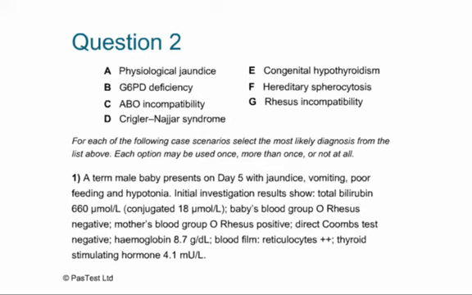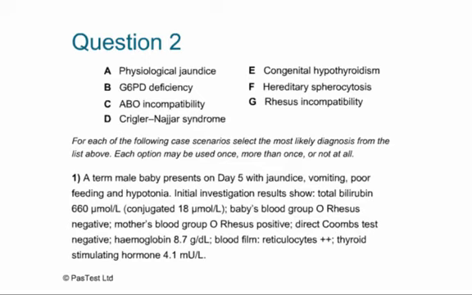So the first scenario: a term male baby presents on day 5 with jaundice, vomiting, poor feeding, and hypotonia. Initial investigation results show a total bilirubin of 660 micromoles per liter with a conjugated fraction of 18 micromoles per liter. The baby's blood group is O rhesus negative. The mother's blood group is O rhesus positive. The direct Coombs test is negative. Hemoglobin is 8.7 grams per deciliter. The blood film shows reticulocytes, and thyroid stimulating hormone was 4.1 milliunits per liter.